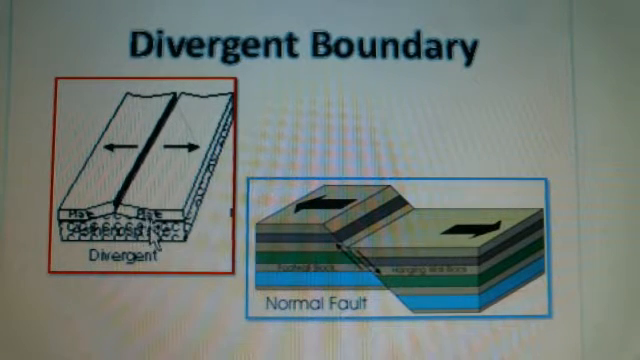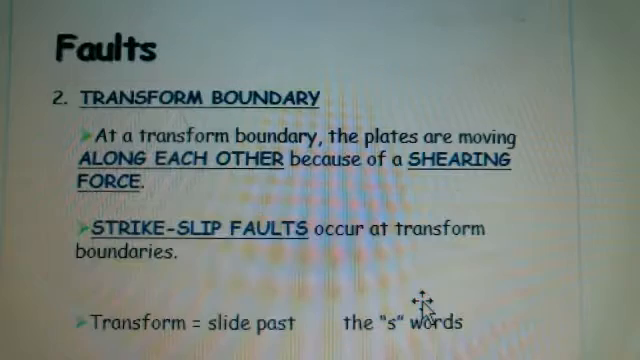And here are some pictures of that happening. We have the fault here as the dark line and the plates being pulled apart. And here's another way they can slide away from each other, making a sloping fault here. The faults do not have to be straight up and down.